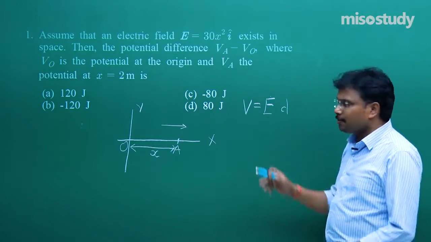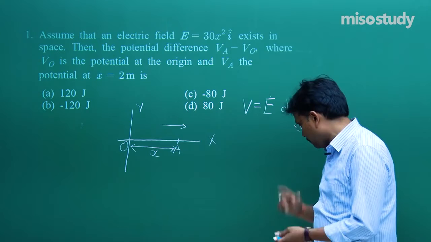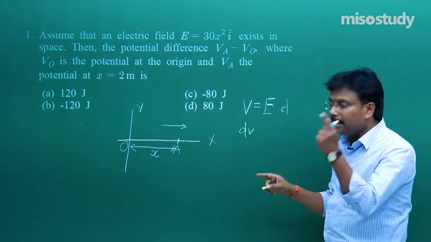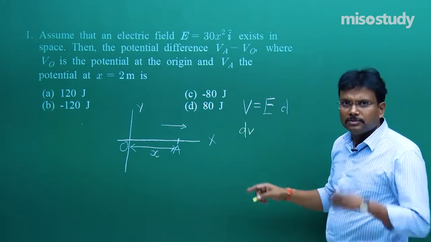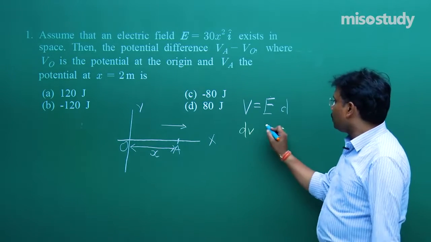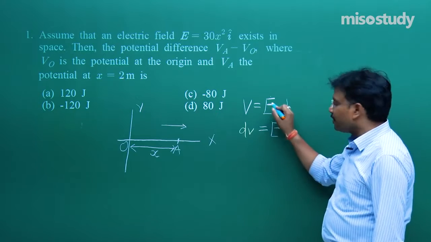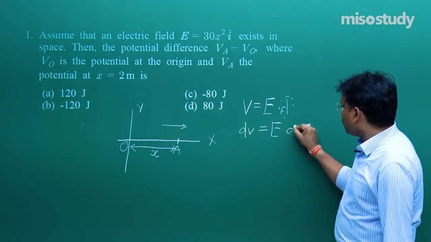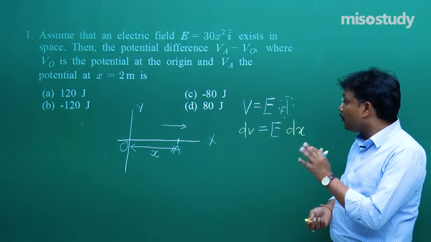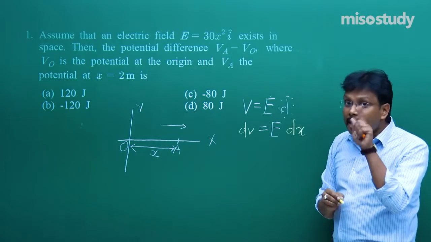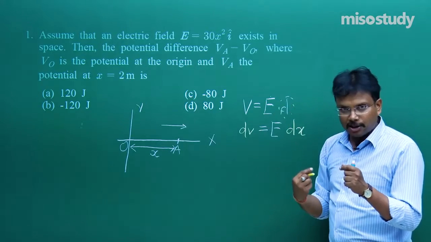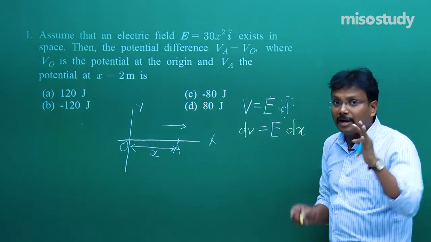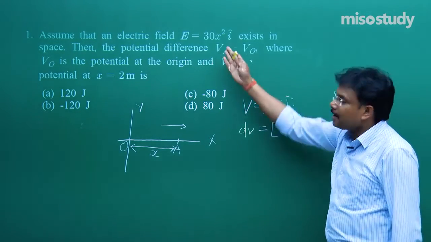So, if I want to write down this formula in a more refined way, then what can I write? I can write dV. What is the meaning of dV? That is Va minus Vo, that is V2 minus V1, is equal to E as it is. And then rather than writing this d, we should write dx. Why? Because this electric field may be possible along x, along y, along z. So that's why in general you use this formula with these three parameters, x, y, z, individually. But luckily here only the x coordinate is provided.